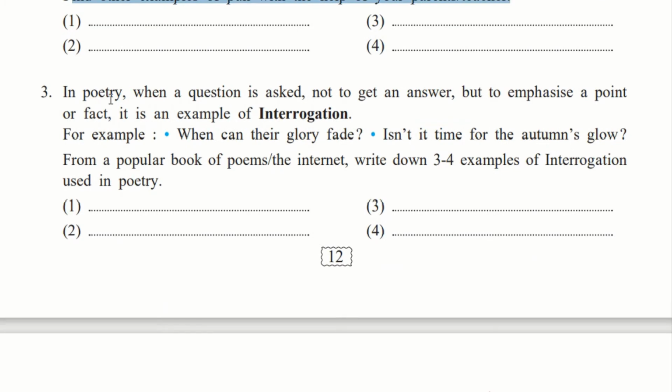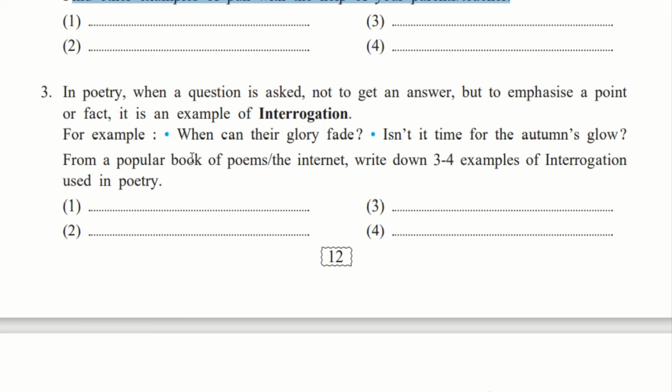3. In poetry, when a question is asked not to get an answer but to emphasize a point or fact, it is an example of interrogation. So in poetry, we have seen and read many a times when the poet is asking a question. So here the intention of the poet is not to get an answer but to emphasize on certain facts or emphasize on what he wants to say, to stress on a particular point or an idea that he wants to convey. So such examples are called interrogation and they come under the figure of speech.